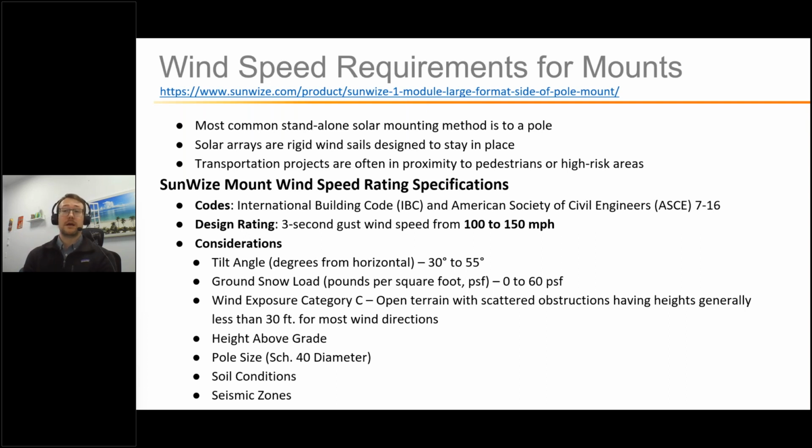That range is because of the various considerations listed below. That includes what tilt angle the array is positioned at, a degrees from horizontal reference, as well as the ground snow load rating for the location, typically given in pounds per square foot. PSF can range from 0 to 60 often. The wind exposure category, in our case, we've based it off of category C. However, there are also categories A, B, and D. Category C is considered open terrain with scattered obstructions having heights generally less than 30 feet.